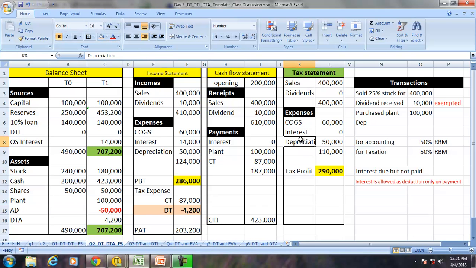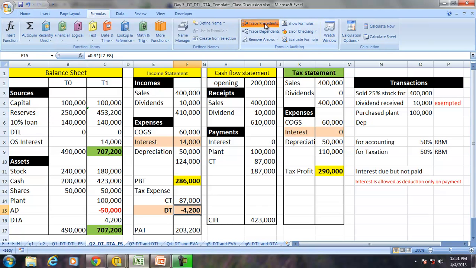The deferred tax is because of depreciation in the accounting, and is it because of depreciation? It's not because of depreciation in this case, but it's because of the interest, and because the interest is allowed on the payment basis in taxation. So no interest is allowed in the tax statement, but interest has been shown as an expense in the income statement. Depreciation is the same, so no timing difference due to depreciation, but the timing difference is because of the interest.